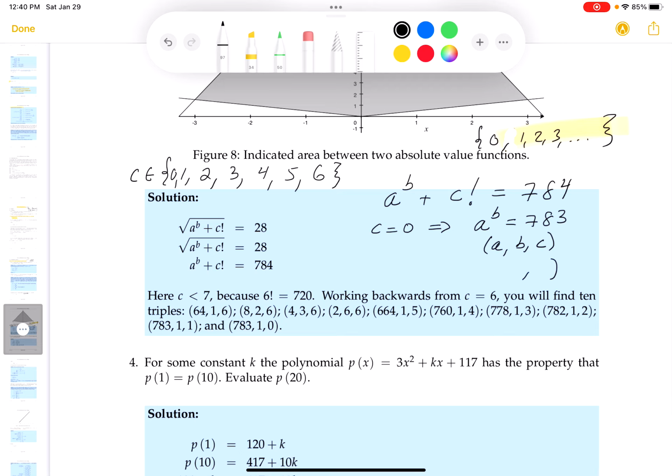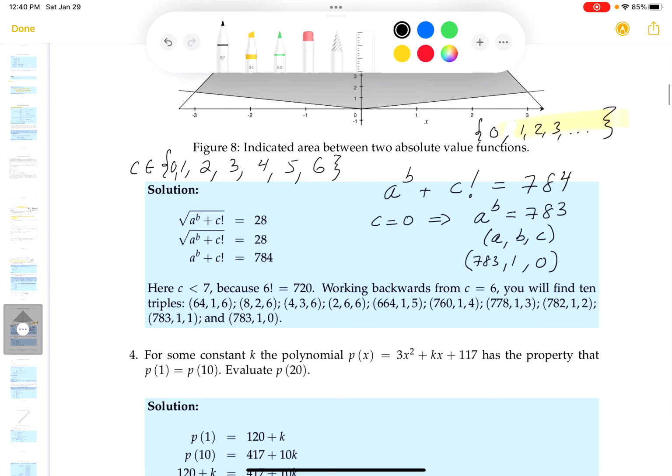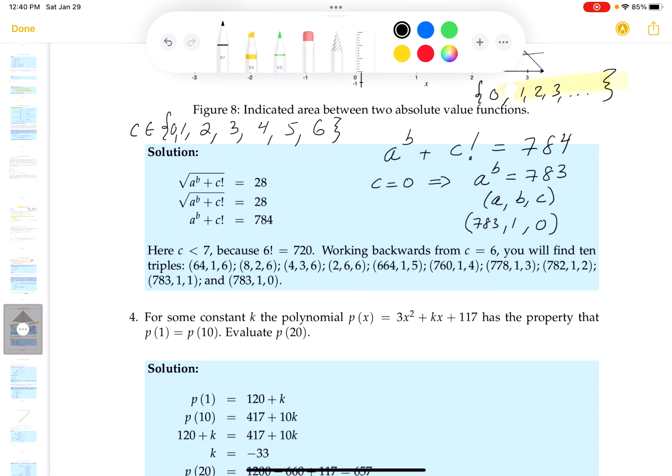So what I do over here, well, I said C is 0, right? So what's one good possibility? I guess I could take the exponent B to be 1 and the base to be 783. All right. I could keep going and going. Now, what I'm going to claim is I did it. I'm going to say, work backwards, forward really doesn't much matter to me. Maybe starting here is not such a bad idea.